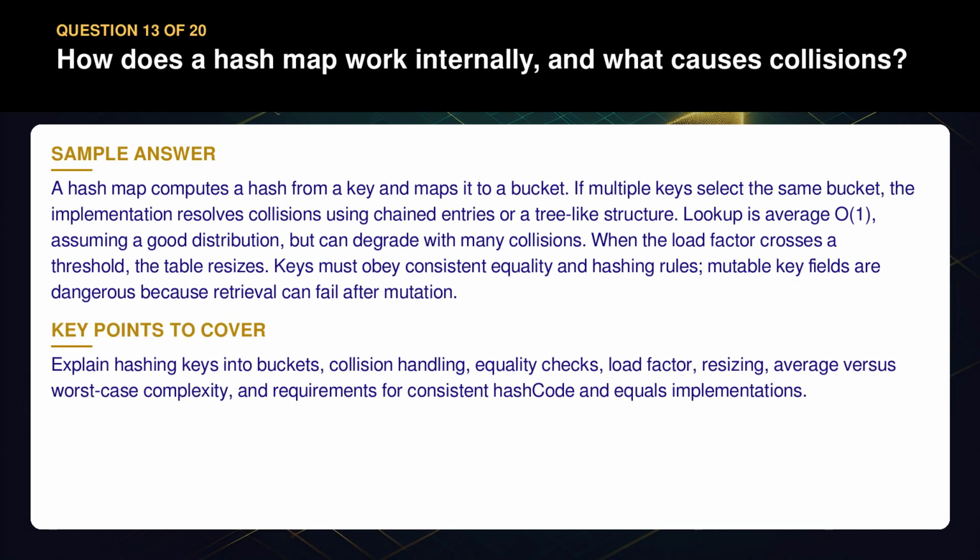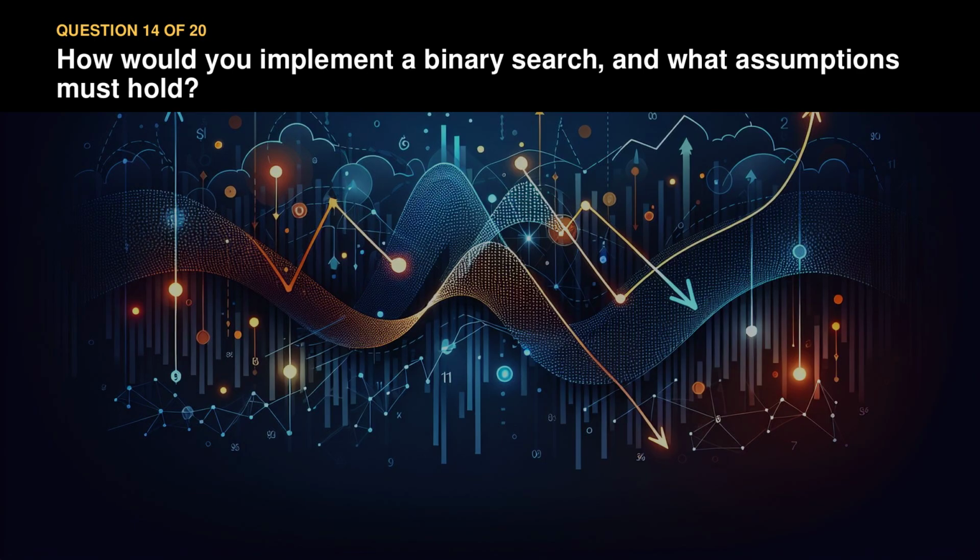Explain hashing keys into buckets, collision handling, equality checks, load factor, resizing, average versus worst case complexity, and requirements for consistent hash code and equals implementations. Question 14. How would you implement a binary search, and what assumptions must hold?